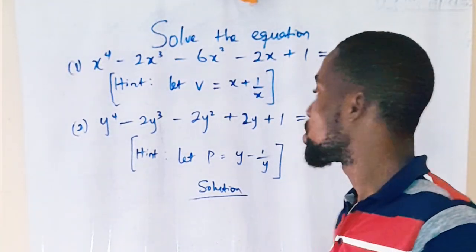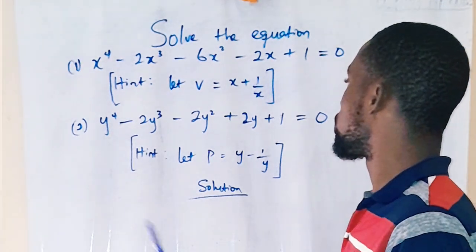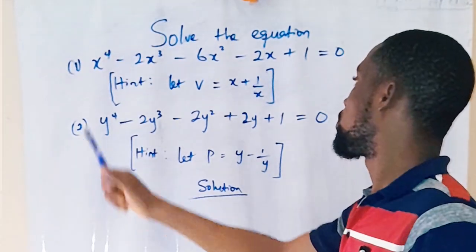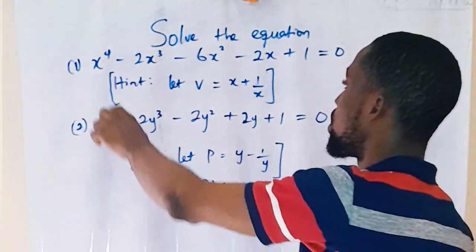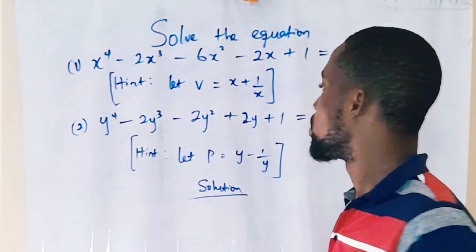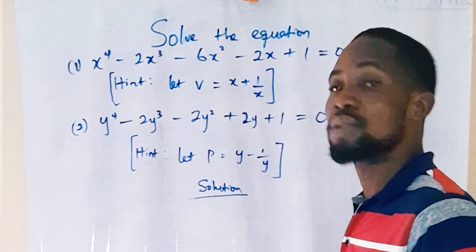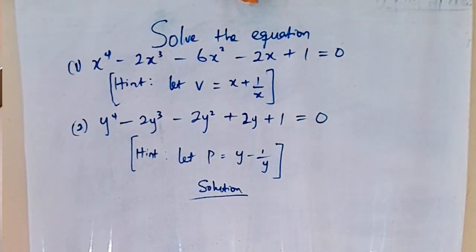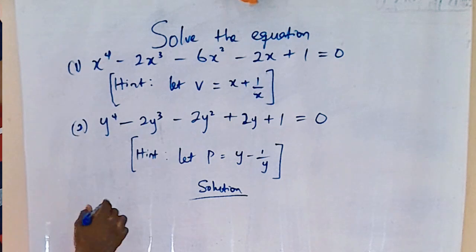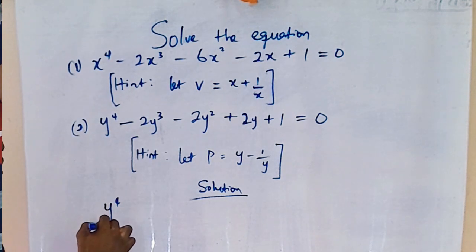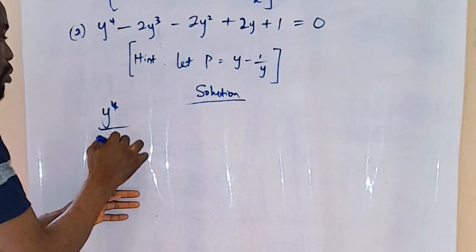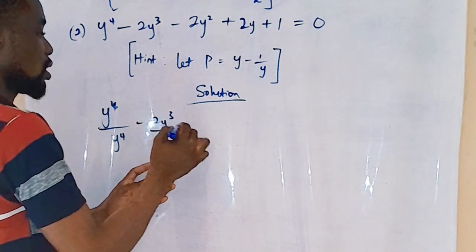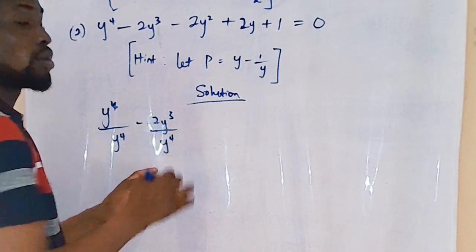Now, at this point, what will I do? The very first thing I have to do is what? Let's divide all through by y to the power 4. For the other one, I will divide all through by x to the power 4. So, let's start with this. Now, how do we go about it? I have y to the power 4 divided by y to the power 4, minus 2y to the power 3 divided by y to the power 4.